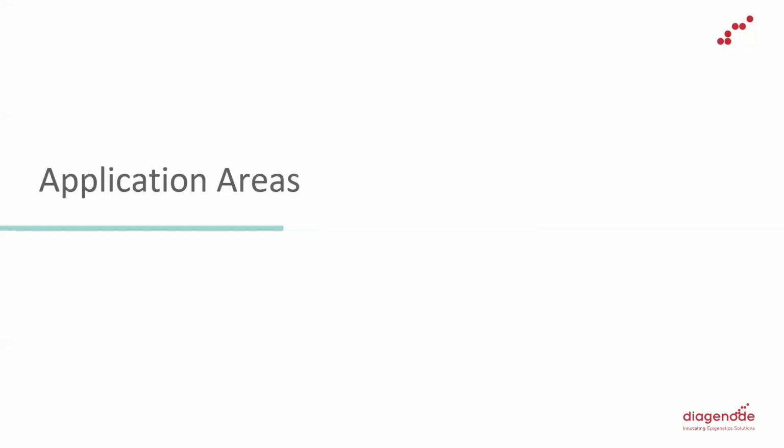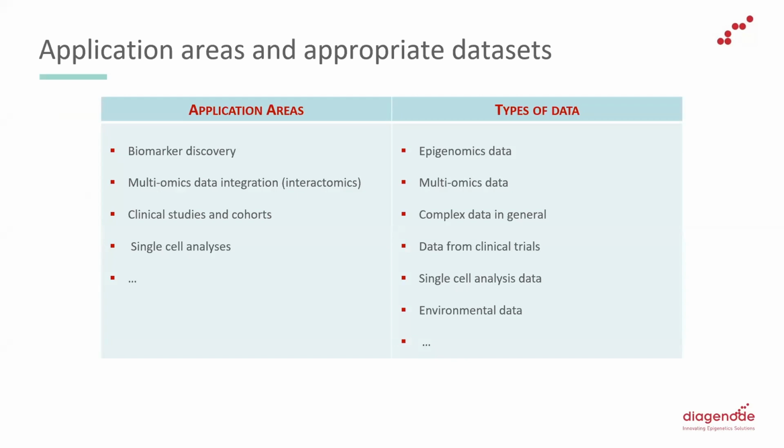Just a quick word on application areas and which kind of data you would need to do some sort of machine learning approach and data mining through machine learning. So if you're interested, for example, in biomarker discovery, if you have not only single source data, but data coming from multiple sources, it can be genomic data, epigenomic data, also clinical data, you can use machine learning approaches to really find informative features inside complex data sets.